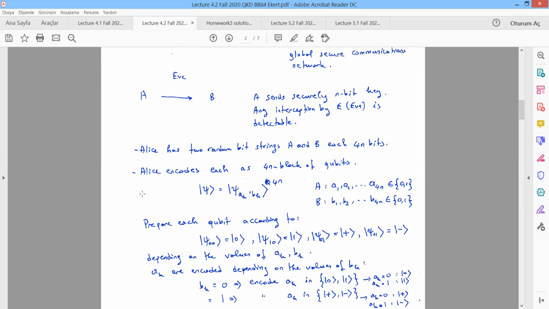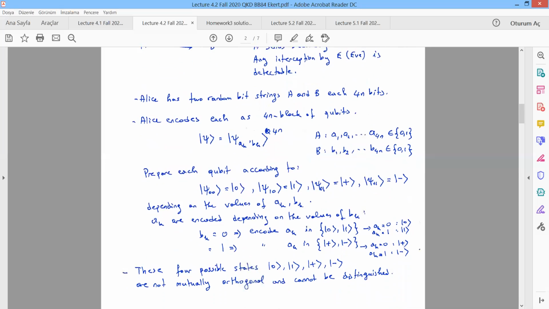And Alice now encodes each one of these, and she also has 4N qubits. So these 4N qubits she encodes depending on the outcome of A's and B's, A sub k and B sub k. She encodes each one of these qubits according to the following rule.